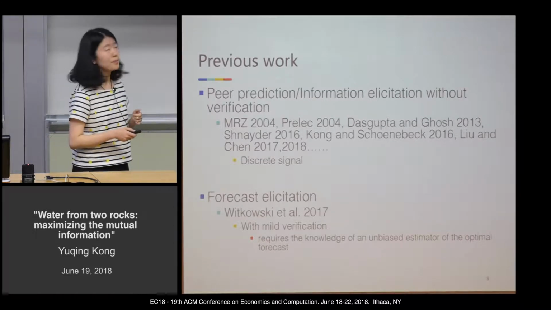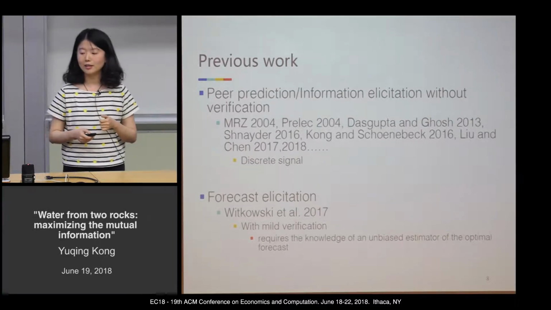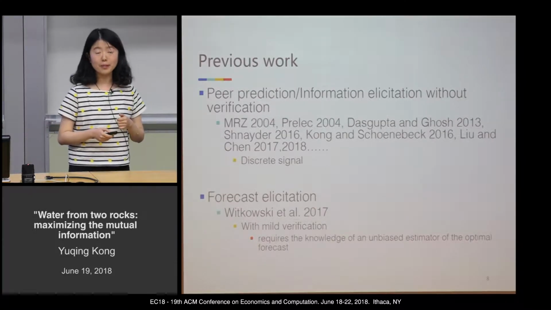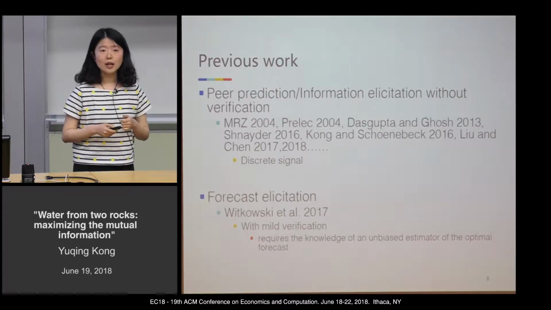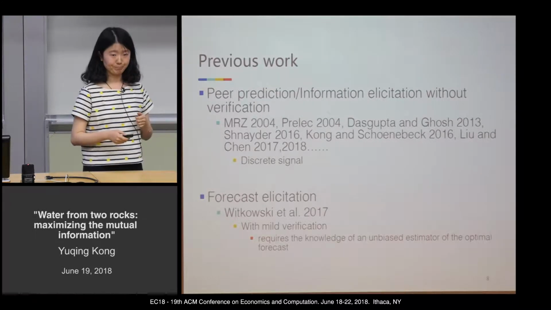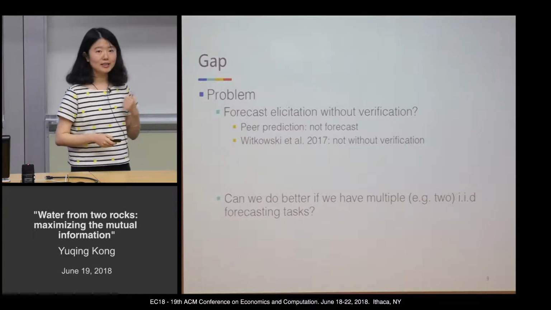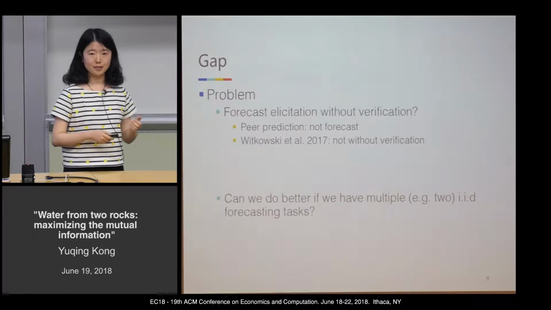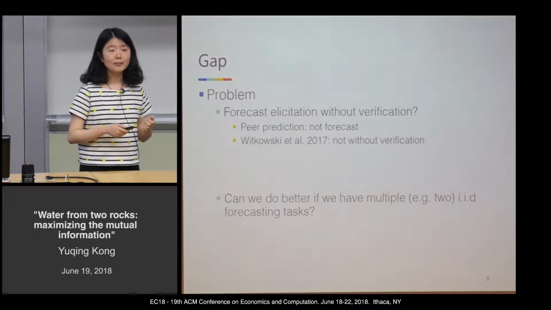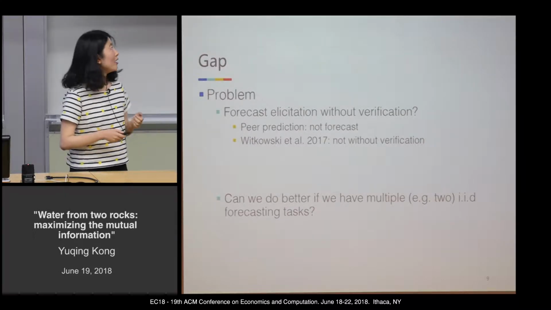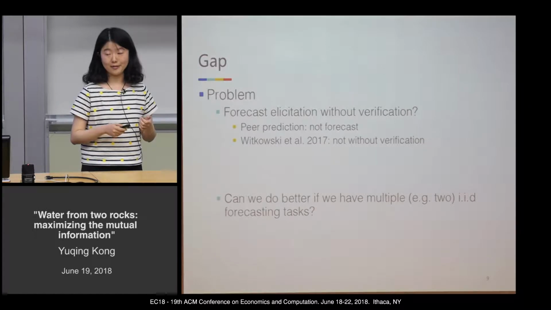This problem was proposed by Witkowski et al. in 2017. They achieve the same property as a proper scoring rule, but only with mild verification. They only require the knowledge of an unbiased estimator of the optimal forecast. So we can see that this problem, forecast elicitation without verification, is not fully solved. Like I mentioned before, in peer prediction, people usually report discrete signals, not forecasts. And in the Witkowski et al. paper, they still require mild verification.